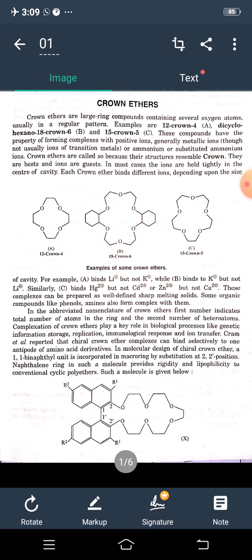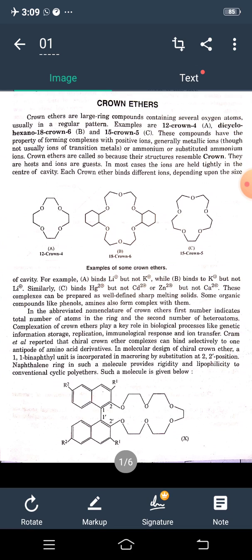In the abbreviated nomenclature of crown ethers, the first number indicates the total number of atoms in the ring and the second number the heteroatoms. For example, if we take 12 crown 4, then the digit 12 mentions the number of carbon atoms and 4 means the hetero atoms, 4 oxygen atoms, like this.